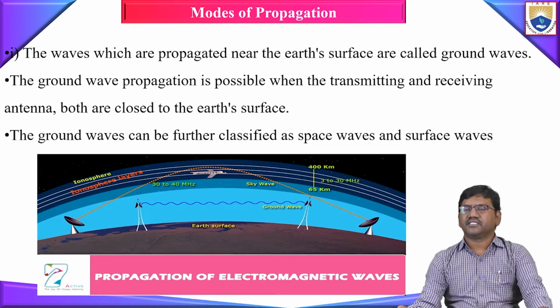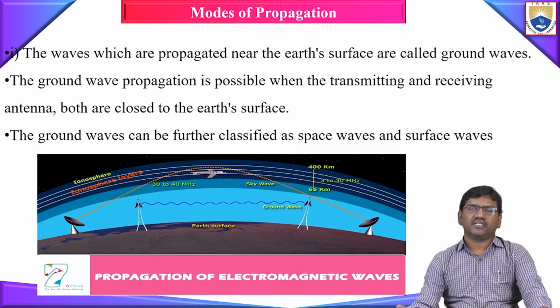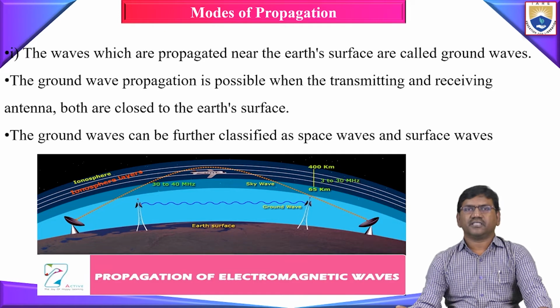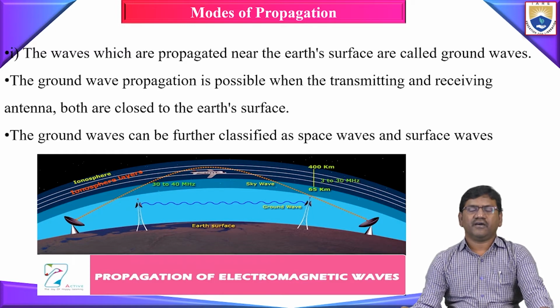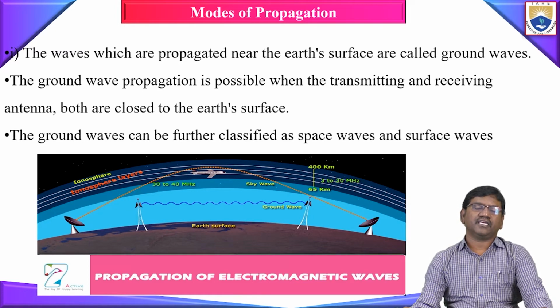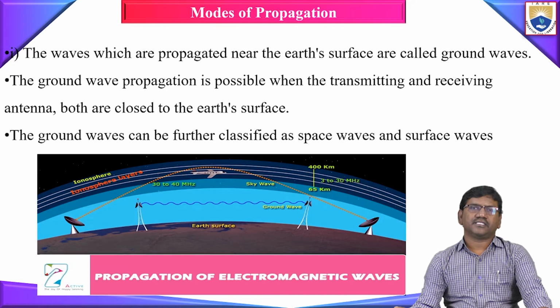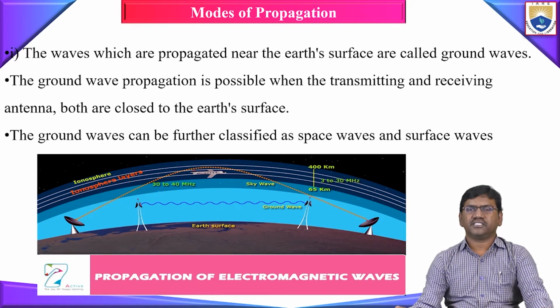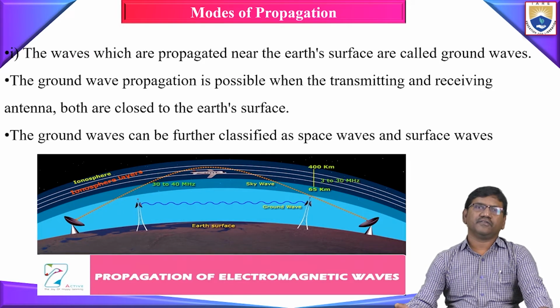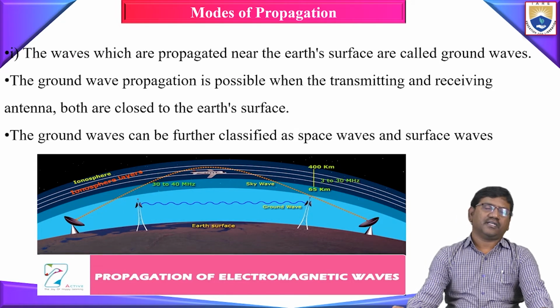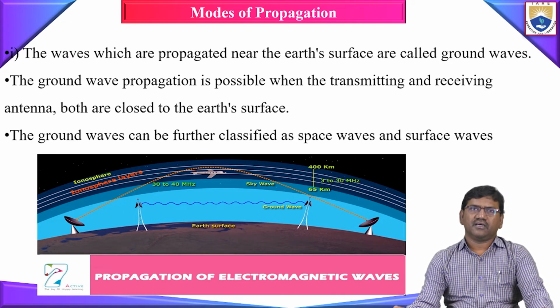And moreover, this transmitted signal will not reach the receiver in only one path. It may travel in different paths. That means some waves will travel directly to the receiving antenna, and some rays will reflect from the ground and reach the destination point, that is the receiving antenna, and some waves will go to the topmost layer of the earth, and they are reflected back to the receiving antenna.